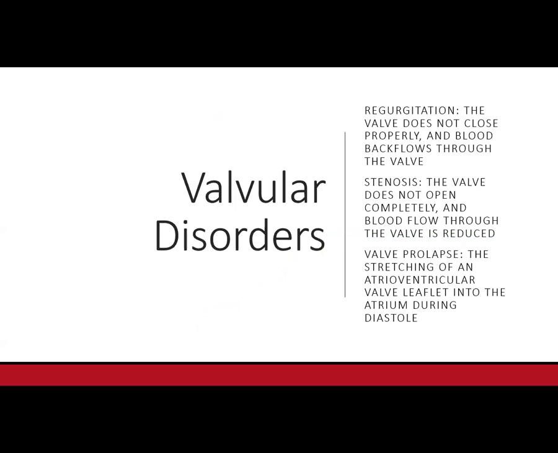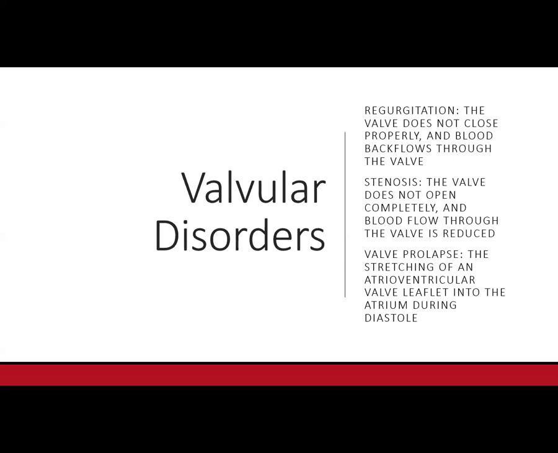So your disorders can come in different varieties. We've got regurgitation, which is when the valve does not close properly and blood backflows through the valve. So regurgitation is just that, that backflow. Stenosis is that narrowing, so the valve does not open completely and the blood flow through the valve is reduced. Valve prolapse is the stretching of an atrioventricular valve leaflet into the atrium during systole.